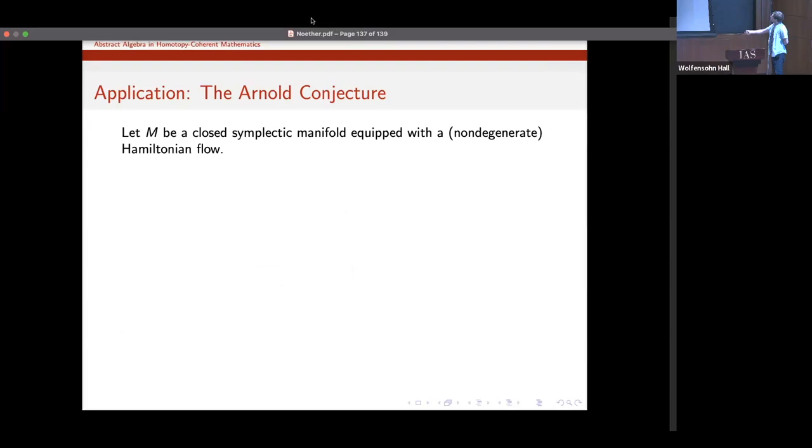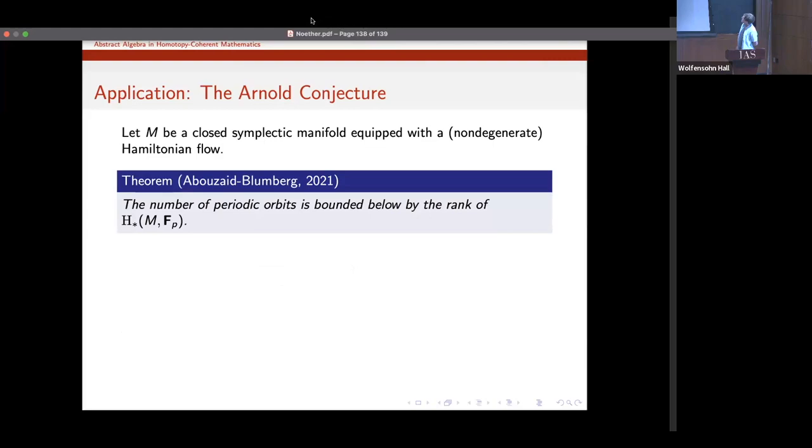About 2 years ago, I think, there's a paper of Abouzaid and Blumberg, which proved a version of the Arnold conjecture, which tells you that the number of periodic orbits of this Hamiltonian flow is bounded below by the rank of the homology of the manifold with mod p coefficients. So this was known earlier with a worse bound.